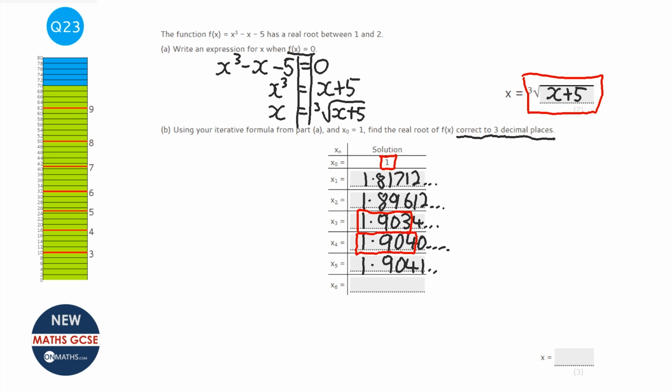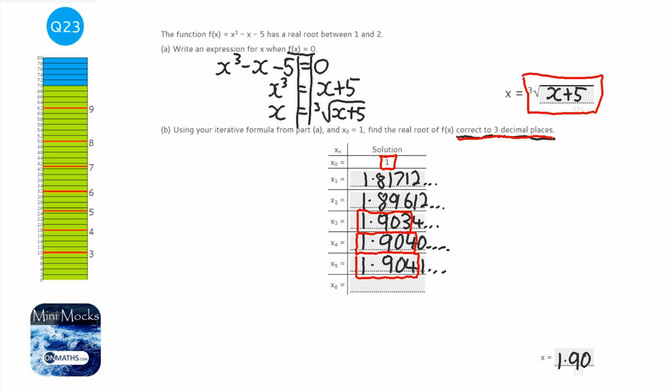1.9041, blah, blah, blah. Now, even if you were to carry on going, the digits I've put a red square around are going to remain the same. So as soon as you get 2 that are the same to 3 decimal places, that is your answer. So my answer is going to be 1.904. Obviously we haven't got it perfect, but if you carry on the iteration, you won't ever get anything different to 1.904. The only numbers that will change are beyond that. So that's why we can confidently stop now and say, yes, that's our answer.